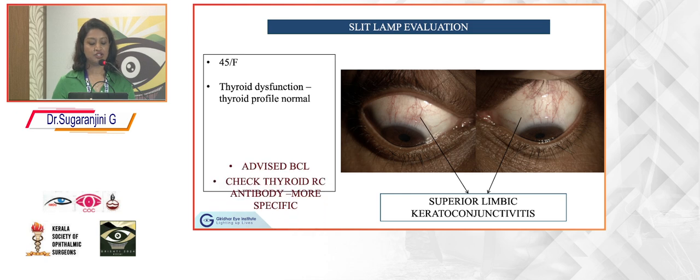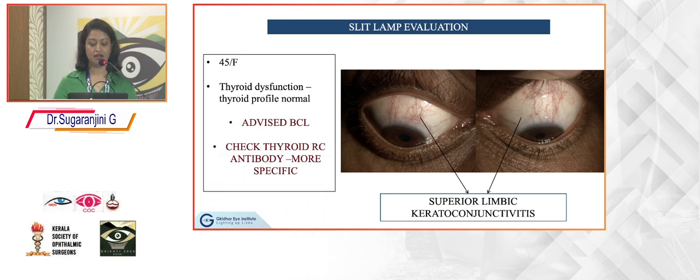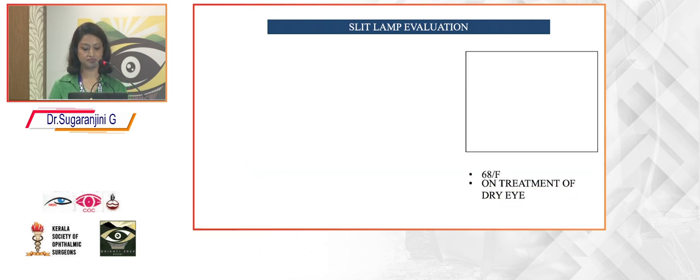In this patient, we just prescribed her a bandage contact lens because she was not keen on a conjunctival cautery. And one clue is that in a thyroid patient, even if their thyroid profile is normal, it would be better to check their thyroid receptor antibody test, which is more specific for ocular symptoms.